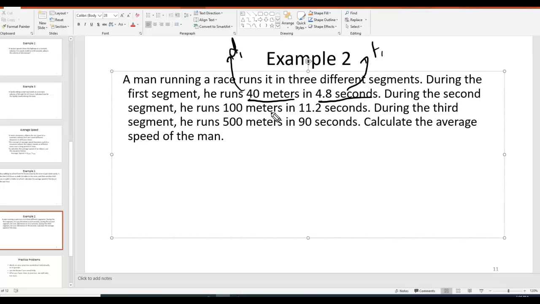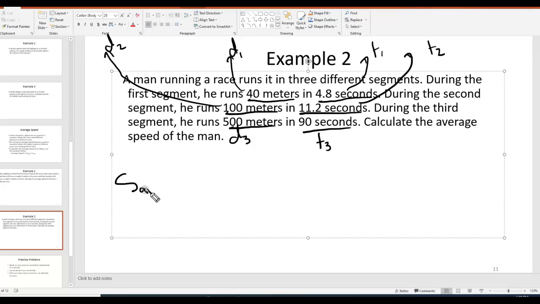During the second segment, he runs 100 meters. Again, that's the distance. By the way, if you don't know what a meter is, it's close to being a yard. It's not quite the same, but it's around a yard, in case you want to know what a meter is. So I'm going to call that D2. And the second time, I'm going to call that T2. It doesn't really matter what you call them because all we're going to do is add up all the distances and add up all the times and divide them anyway. So I'm going to label these last 3.